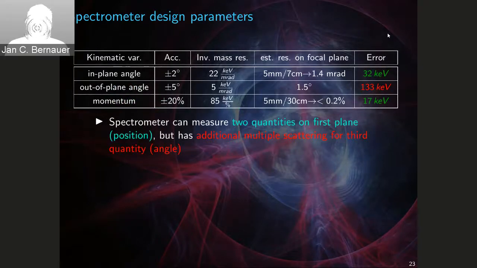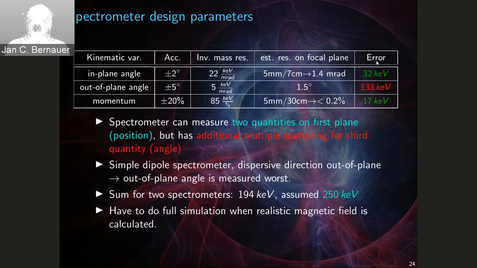If we look at the errors, the problem here is that the energy of these particles is quite low. So multiple scattering will be a problem. So essentially, you get two coordinates measured very well in the first detector in your focal plane. And you can now play with the magnetic field to say which dimensions these are, right? And then you get another one from the out-of-plane angle, for example, or from the angle in the focal plane, and you can map that somehow. And it turns out the best way we can do this is just to take a simple dipole spectrometer, where the dispersive direction is the out-of-plane direction, so the out-of-plane angle is what will be mapped to the angle in the focal plane.